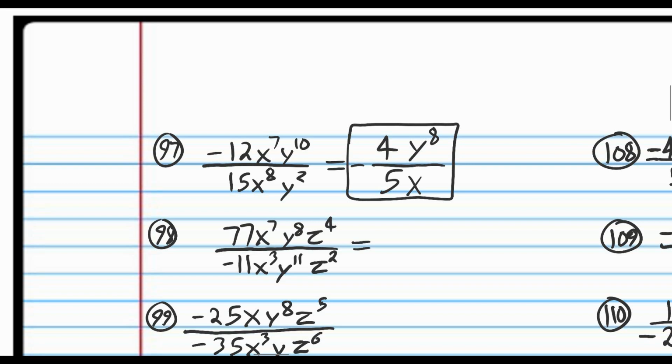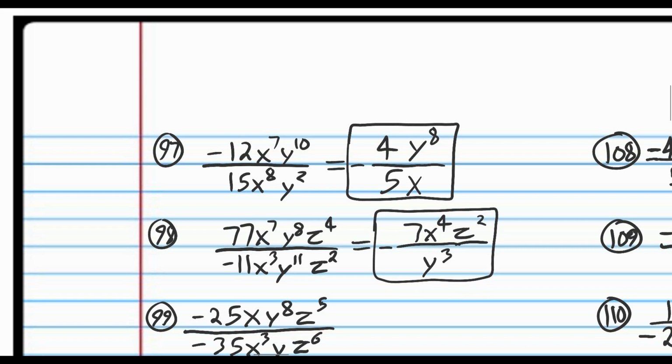All right, we're back. 77 divided by 11 is 7. And our answer is going to be negative x to the 4th, y to the 3rd, z to the 2nd power. So if you got that answer, good job.